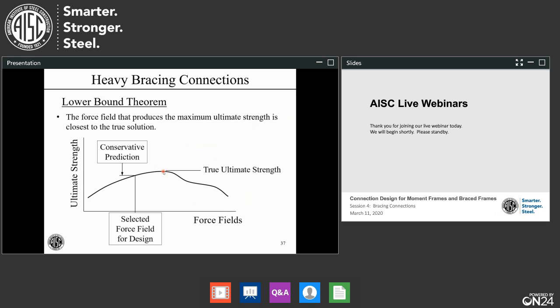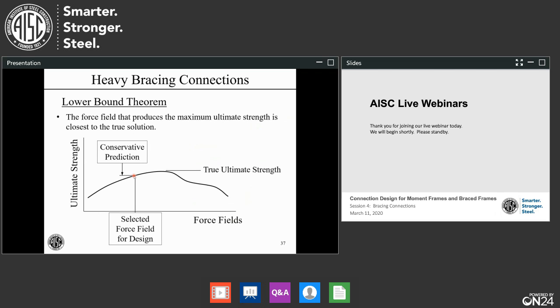If we pick some other force field, say this one, we can predict some ultimate strength from this equation. It's going to be less than the true. So we're either right or we're conservative. So this is fantastic because it gives us a way to proceed forward with our designs.